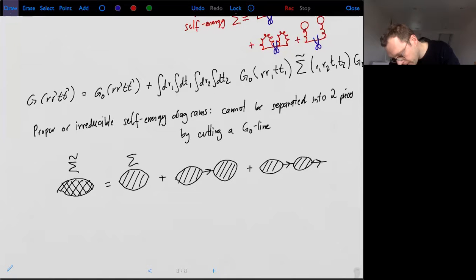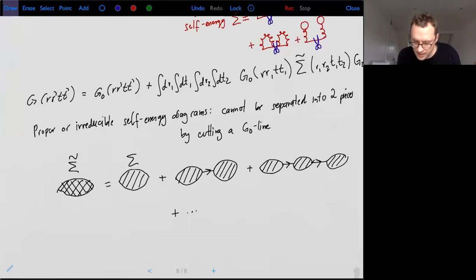Right, and by repeating this, by connecting these irreducible self-energies through G0 lines, you basically generate all the diagrams. Okay, so this is just another observation about the structure of the diagrammatic series.